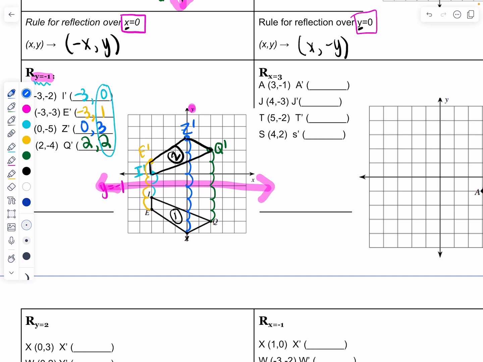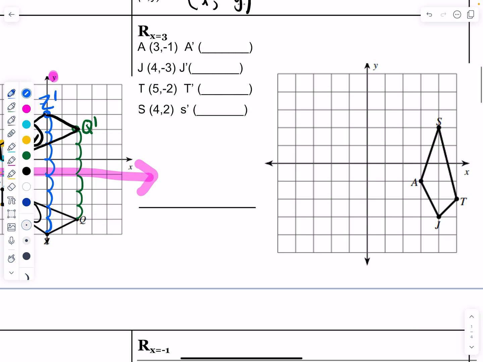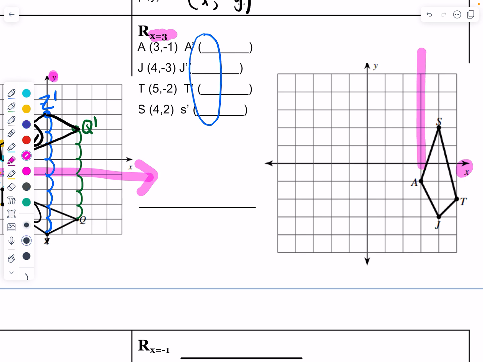All right, and so let's look at x equals 3. So going through the x-axis. So here's my x-axis, and so my x values are going to change. I can expect that from the beginning. And so where is that line going through the x-axis? At 3. So there it is right there. So the first thing I notice is that it touches a point. A is on the line, so A prime is also going to be on the line, so that does not change. That's still (3, -1).